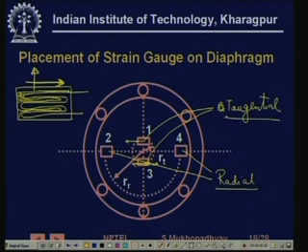Now what will happen according to our stress distribution? These two will sense radial compressive strain, while these two will sense circumferential tensile strain.